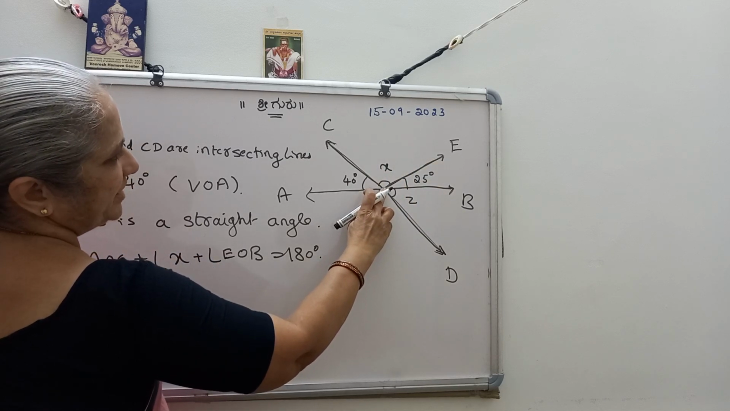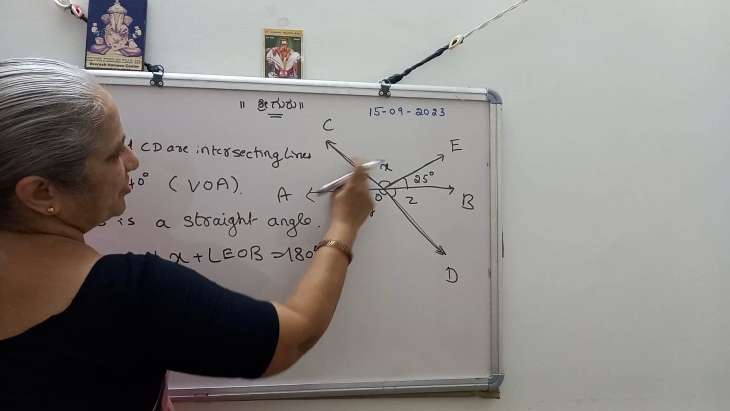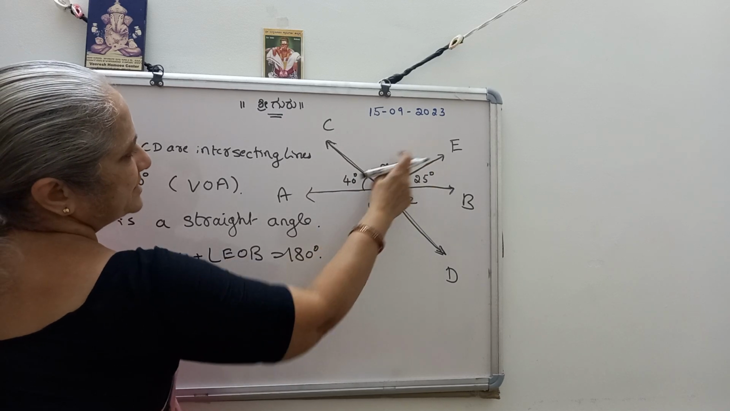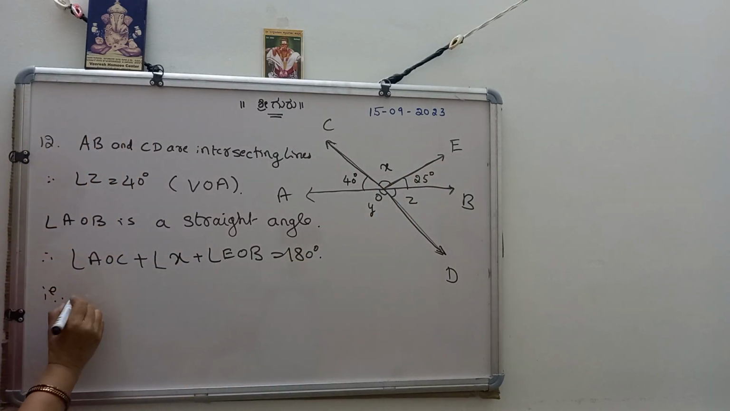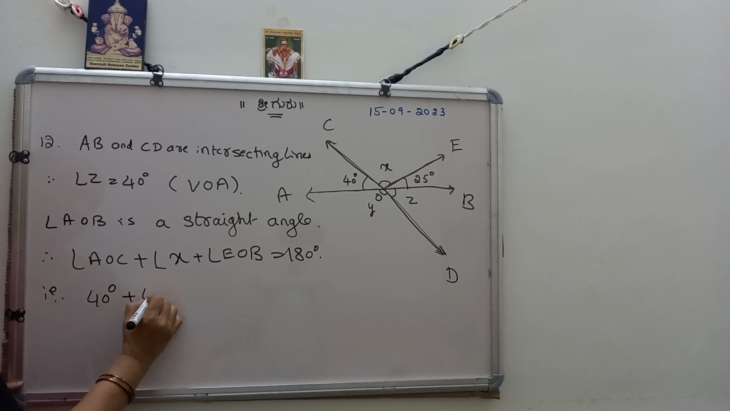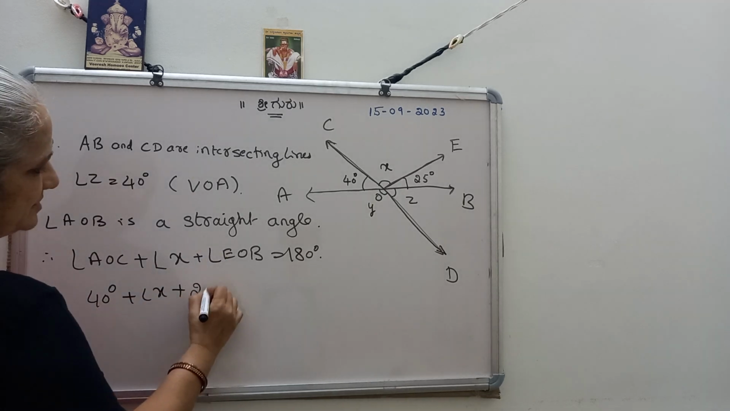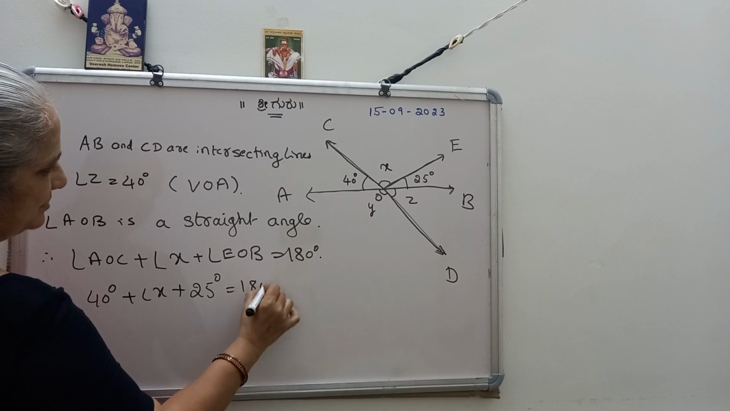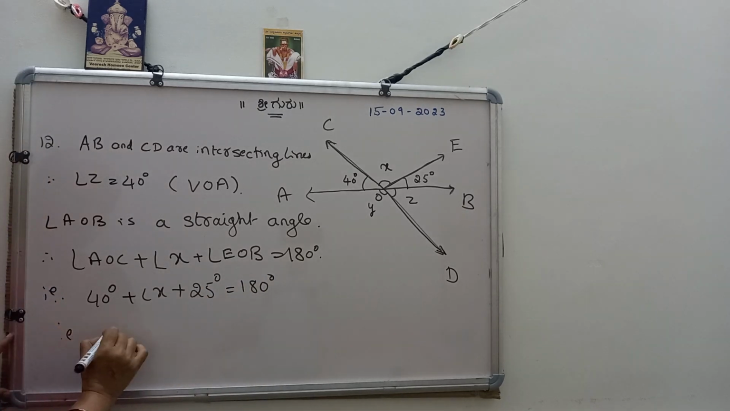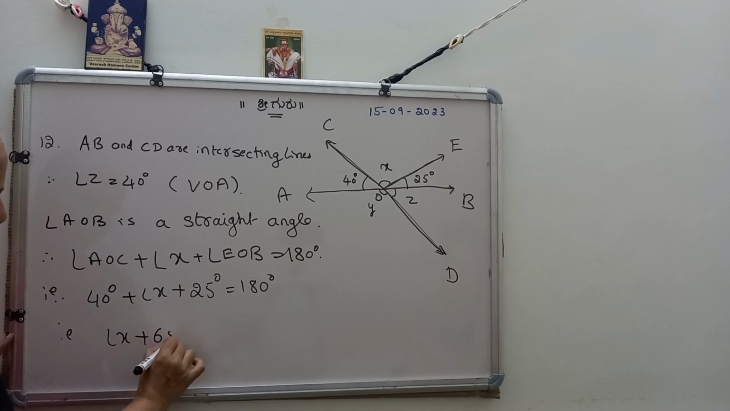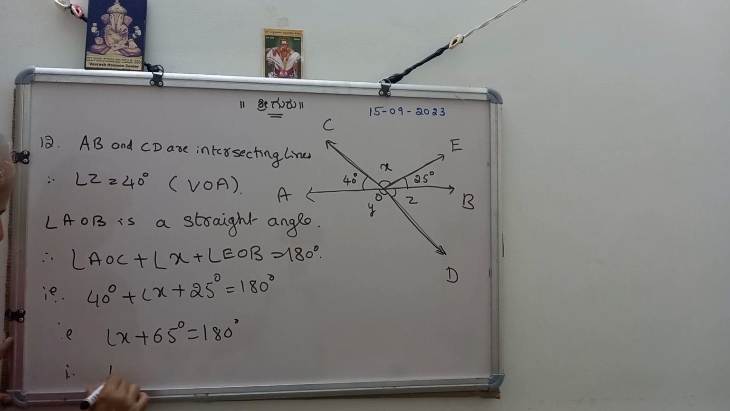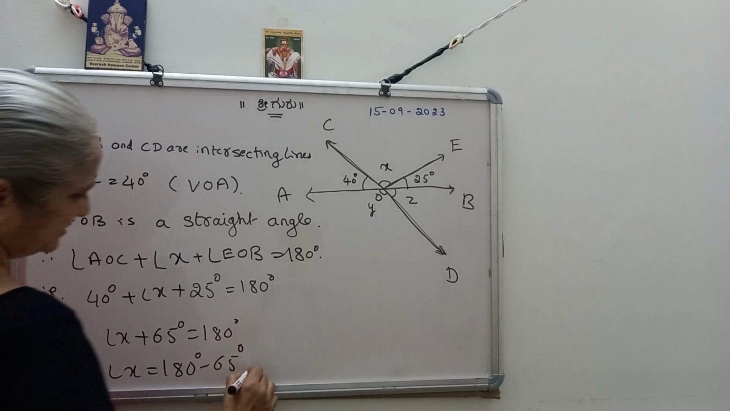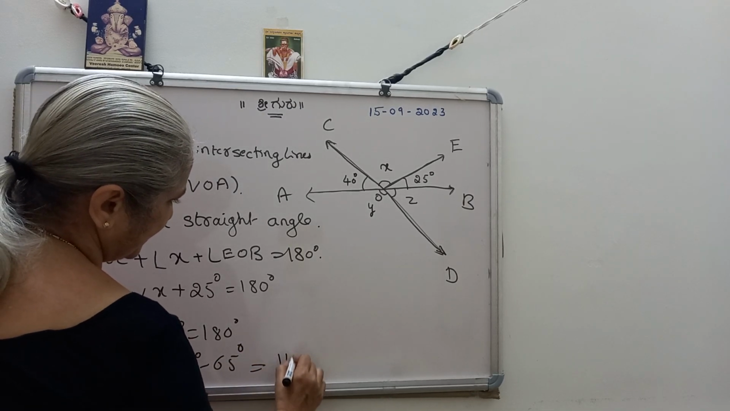They share the same vertex and a common arm for these two angles, and these two angles. They are adjacent to each other. That is, angle AOC is 40 degrees plus angle X plus this is given as 25 degrees. This is equal to 180 degrees. That is, angle X plus 65 degrees is equal to 180 degrees. Therefore, angle X is equal to 180 degrees minus 65 degrees. This is equal to 115 degrees. Correct?